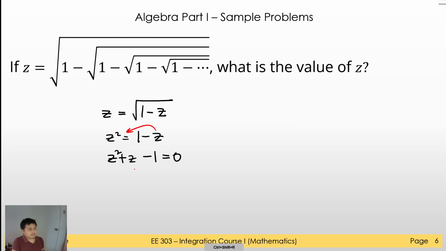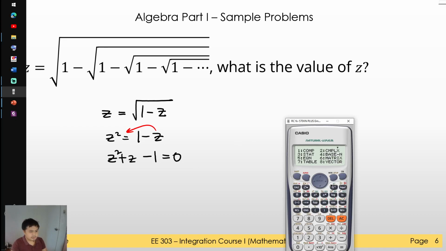To solve for this quadratic equation, we have a variety of ways using your calculators, but we can utilize the mode 5 and 3 for quadratic equations. In here, we will just input the coefficients of our quadratic equation. So a here is 1, the coefficient of z squared, b is 1, and then c is -1. So the solution here, we have 0.618 and negative.